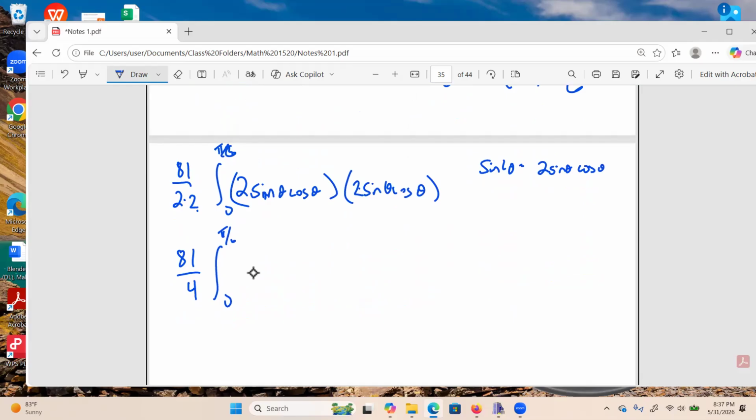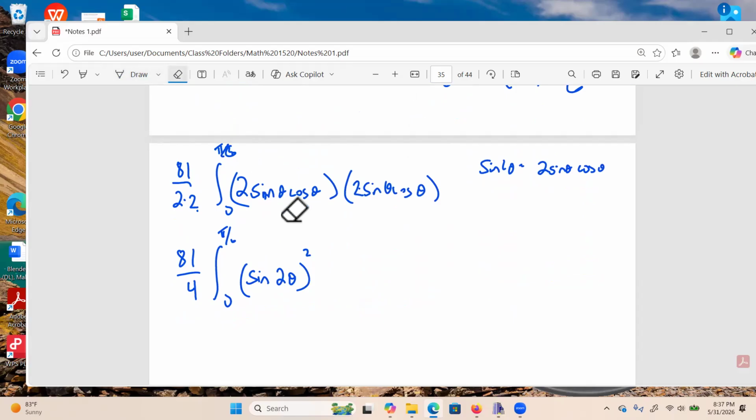And I've got sine of 2 theta squared, right? So we have sine of 2 theta squared. Let's go ahead and put the squared over here. You have a lot of different ways of doing this problem. This is the way that I'm going to like to do it.